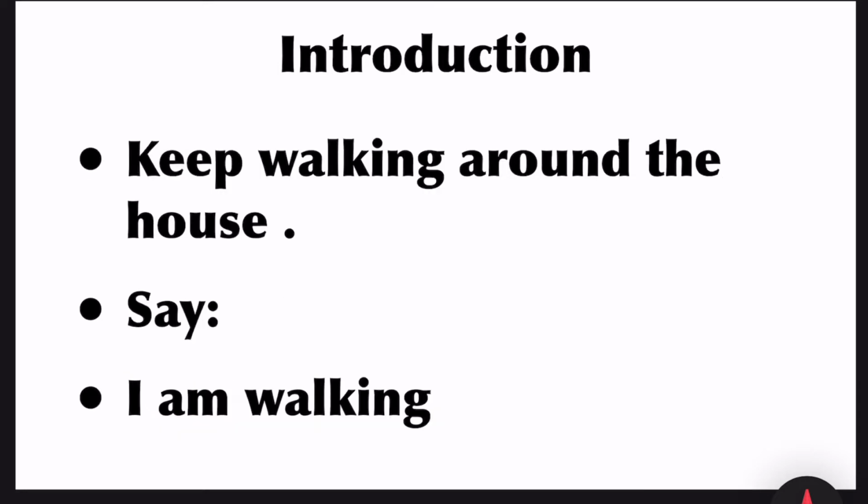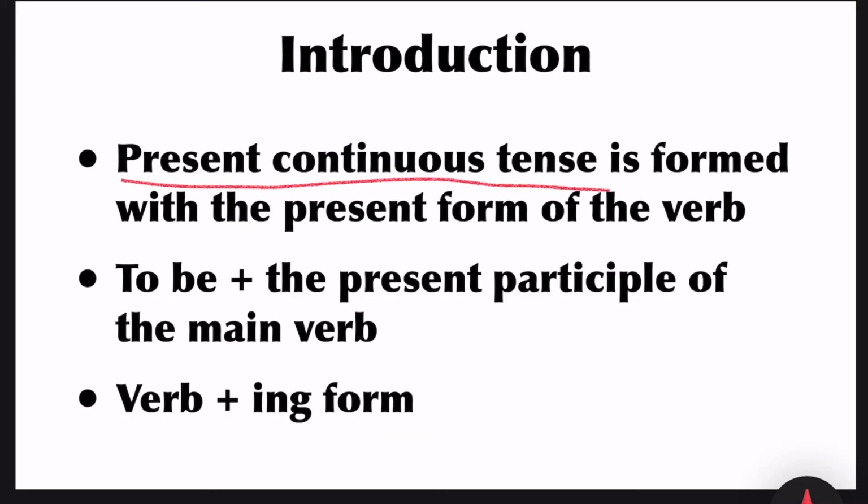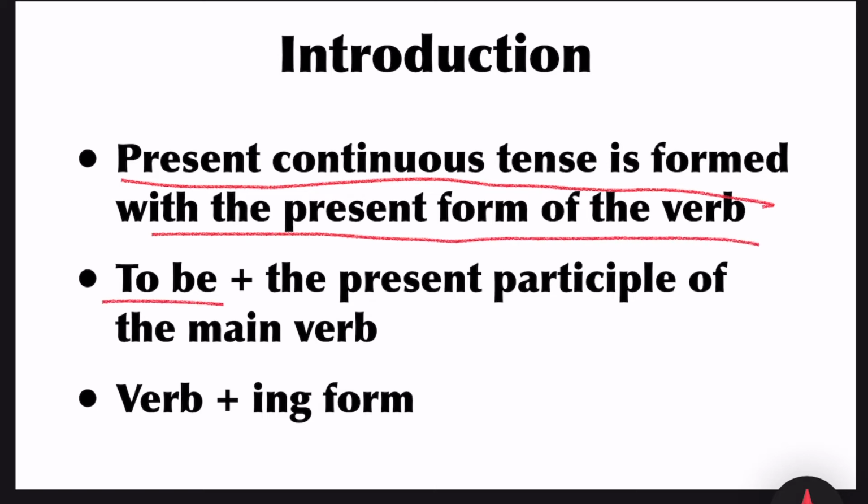Next example, keep walking around the house. Say, I'm walking. You are walking around the house now. You are doing the action now. So, you can express this action in present continuous tense. Present continuous tense is formed with the present form of the verb to be plus the present participle of the main verb, that is, verb plus ing form.